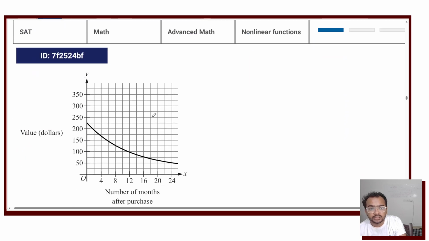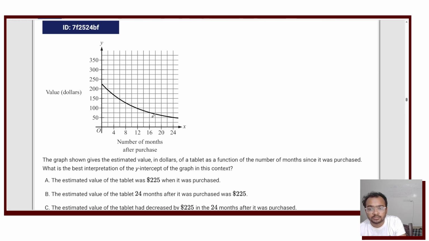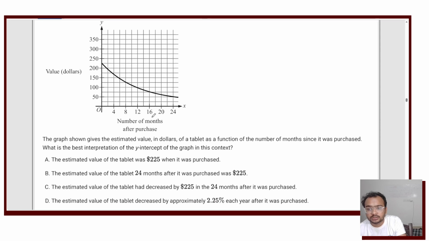Okay, let's have a look at this problem. So we are given some graph here. Let's read the question. The graph gives the estimated value in dollars of a tablet as a function of the number of months since it was published. What is the best interpretation of the y-intercept?